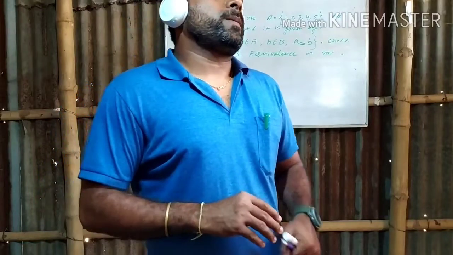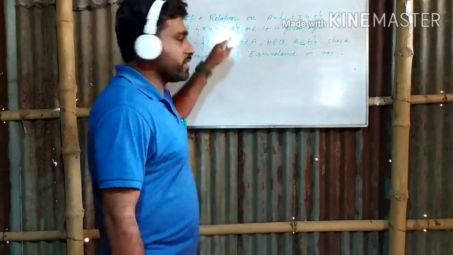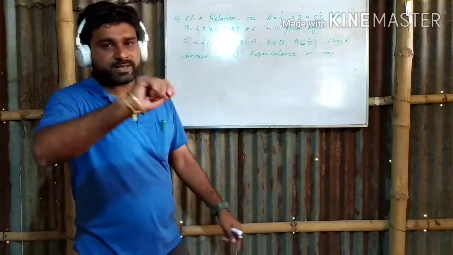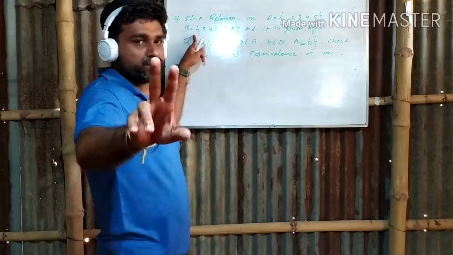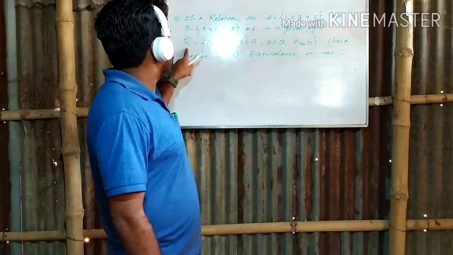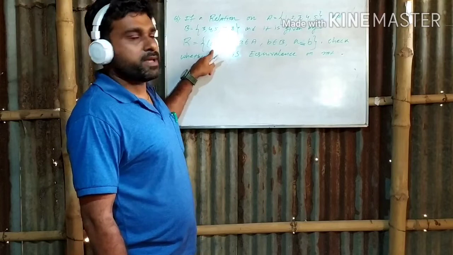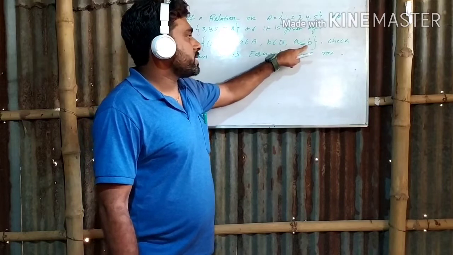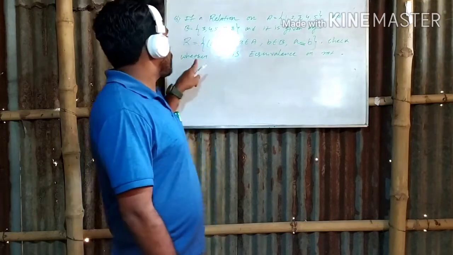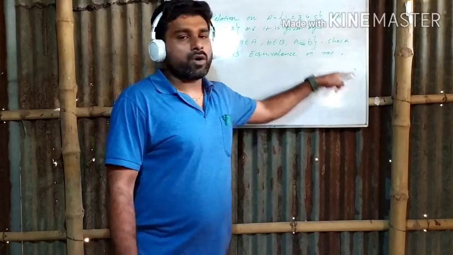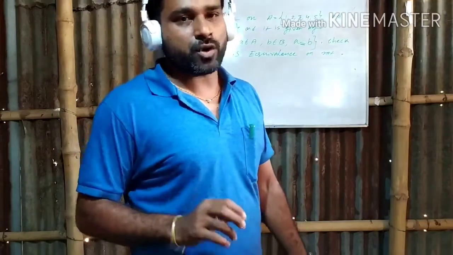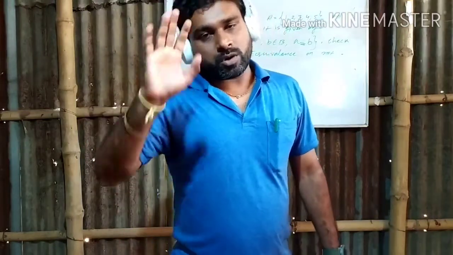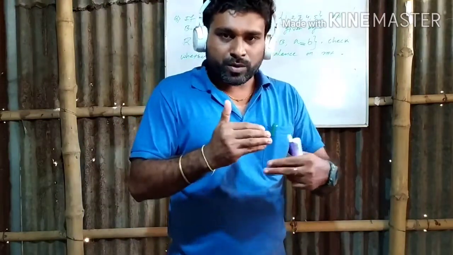Here I have chosen a question which is very, very important for the board. A relation on A, two sets are there, set A and set B, and it is given by R equals the ordered pairs (a, b) such that a belongs to A, b belongs to B, and a is less than or equal to b. Check whether it is an equivalence relation or not. You have to prove whether it is equivalence or not. The ordered pair (a, b) belongs to R, so there is a relation between a and b.